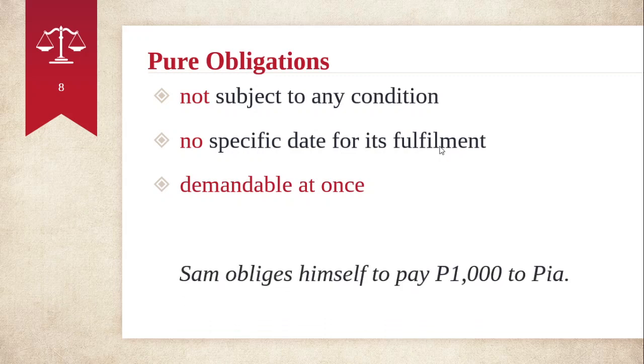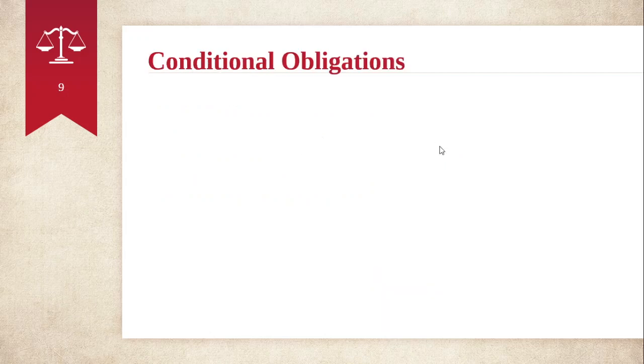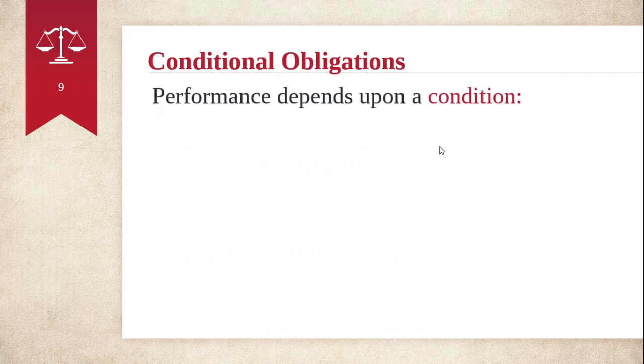For example, Sam obliges himself to pay 1,000 to Pia. No condition. There is also no date for when it will be done. That means from the time that they agreed that Sam will pay 1,000 to Pia, it could be demandable immediately. Okay, that's a pure obligation. No fuss, pay right away. No fuss, accept it right away. Okay? Whereas a conditional obligation, wow. So, we can also say, a performance that depends upon a condition. Okay? An obligation that has a condition. That's what we call a conditional obligation.